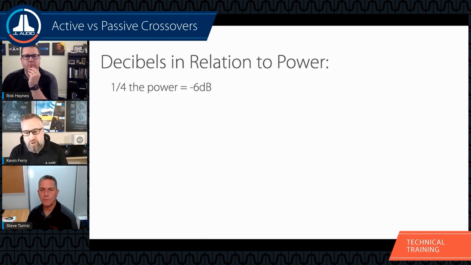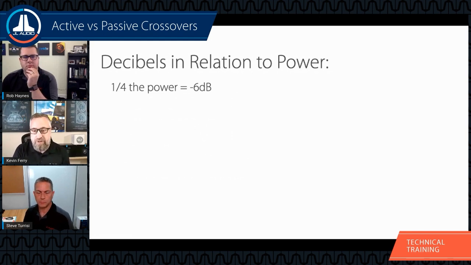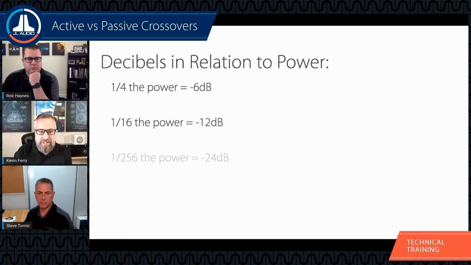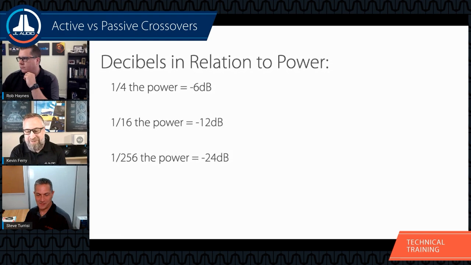So 6 dB is a quarter of the power, like we talked about earlier there. Now, another one that we commonly hear about with filters is 12 dB. And 12 dB would be 1/16 of the power. So 12 dB down would be 1/16 of the power itself. Now, the big one is negative 24 dB. To get negative 24 dB, like we would hear on a slope of 24 dB Linkwitz-Riley filter, that would be 1/256th of the power that it takes to go across there.